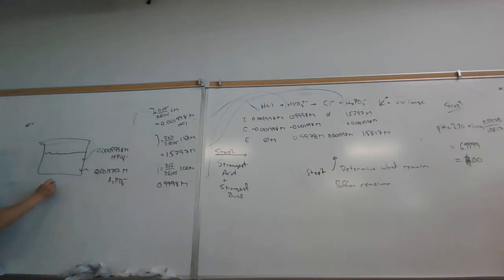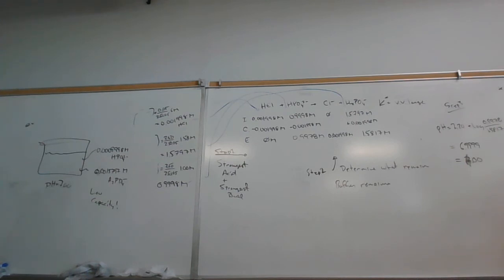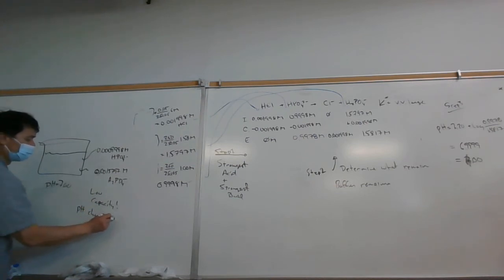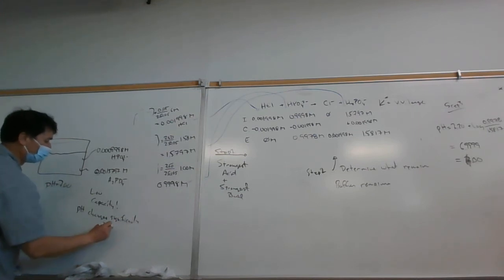pH would be the same. This should still be a pH 7.00 because the ratio didn't change. But this is low capacity. And this buffer would not be able to handle 1 drop of HCl. Right? The pH would change significantly. pH changes significantly with 1 drop of HCl.